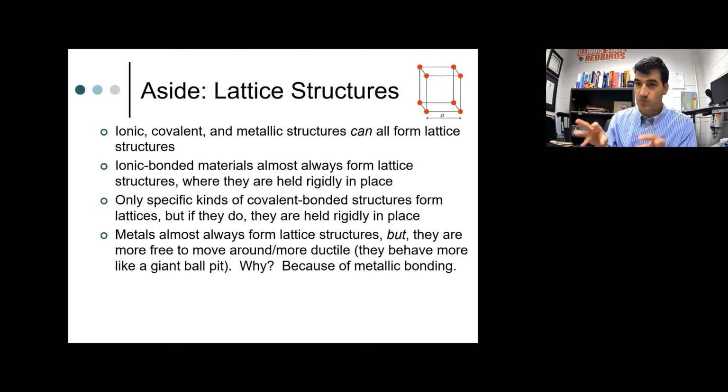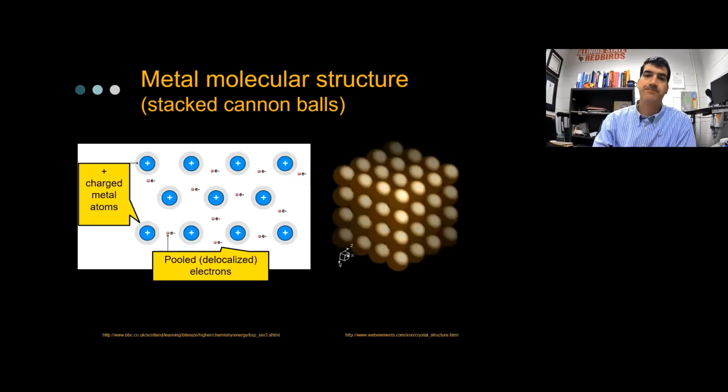So that is why metallic bonded materials tend to be more ductile. They don't move around as easily as, say, a ball in a ball pit, but they do tend to be more ductile because the nuclei are not bonded to each other. So they can stretch more easily. Here's a picture of a lattice structure, and these are the electrons that are in this sea of electrons, and they're free to move and float around.